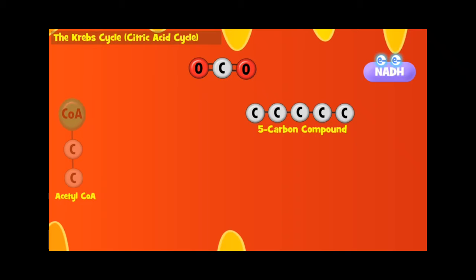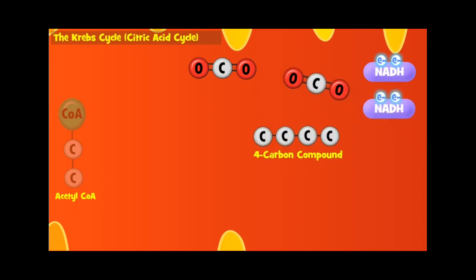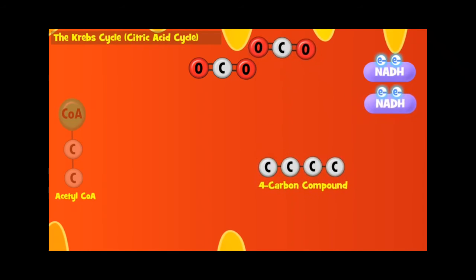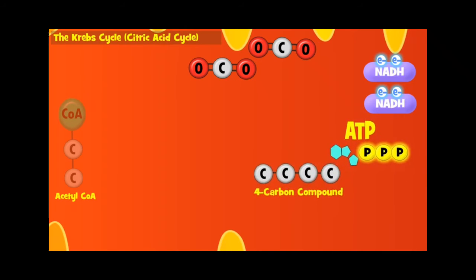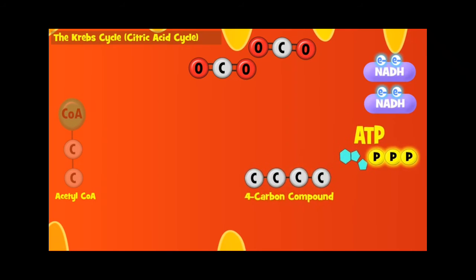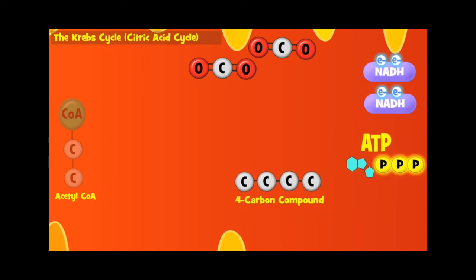Now we have a five-carbon molecule. This molecule undergoes a similar process of oxidation, producing another NADH and another CO2. Now we have a four-carbon molecule. This four-carbon molecule undergoes another chemical reaction that transforms it into a different four-carbon molecule. The energy released by this reaction is used to join ADP and phosphate to form ATP.